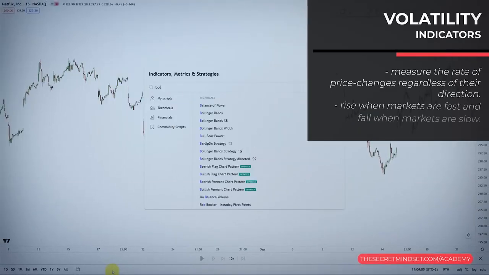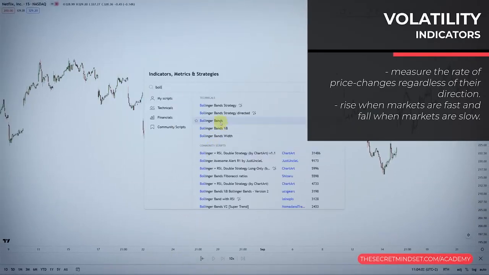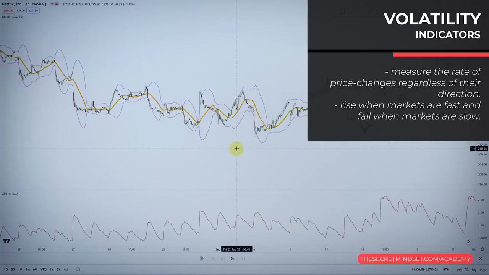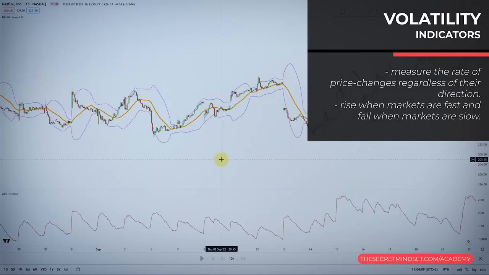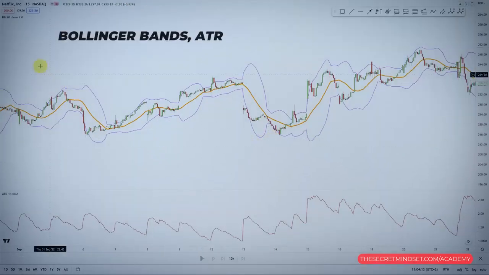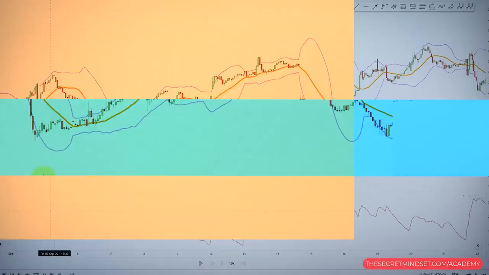Volatility indicators measure the rate of price changes regardless of their direction. These indicators rise when markets are fast and fall when markets are slow. Popular volatility indicators include Bollinger Bands and the average true range.